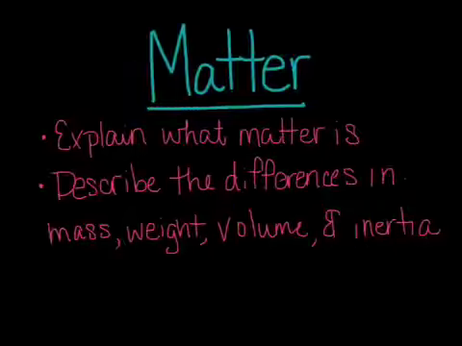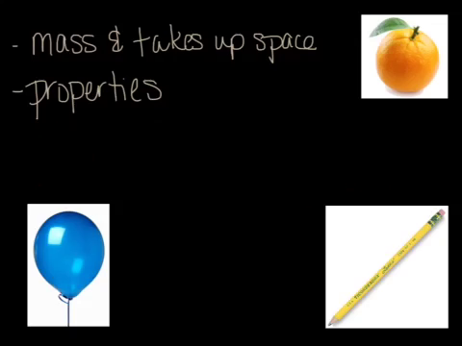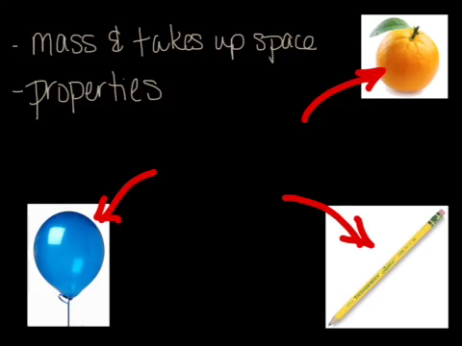Matter. By the end of this video, you should be able to explain what matter is and describe the differences in mass, weight, volume, and inertia. Matter is anything that has mass and takes up space. For example, this balloon is matter, as is the orange and the pencil. Matter is described by its properties.